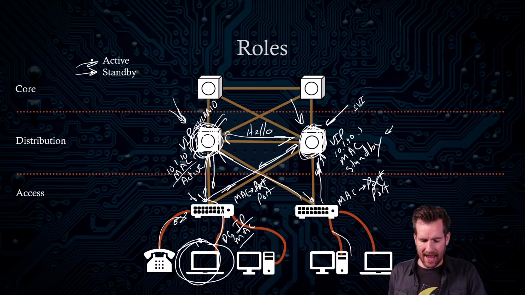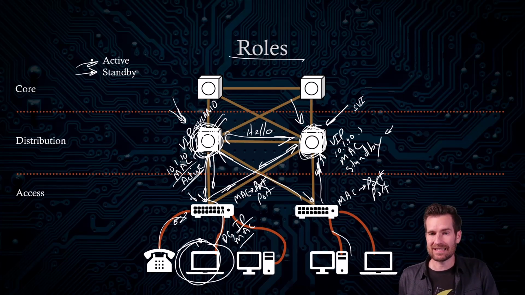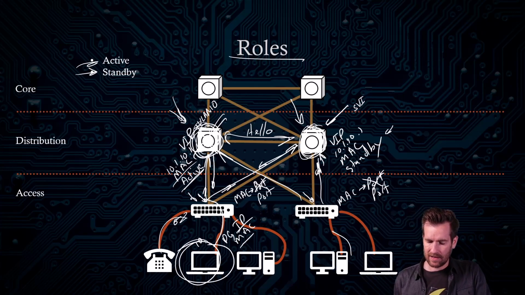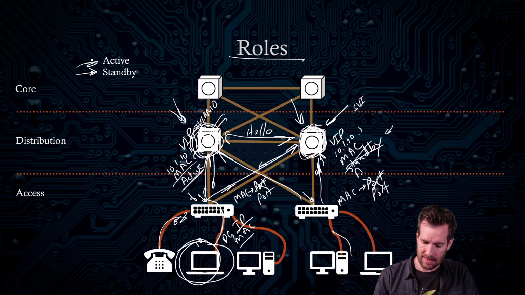And so that's how these different roles work. An active one is actively responding to these ARP requests and actively receiving the traffic to this MAC address versus the standby is just waiting. And if the active goes down, then the standby becomes the active one.